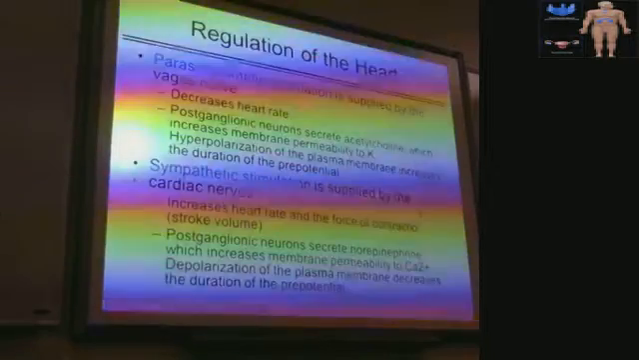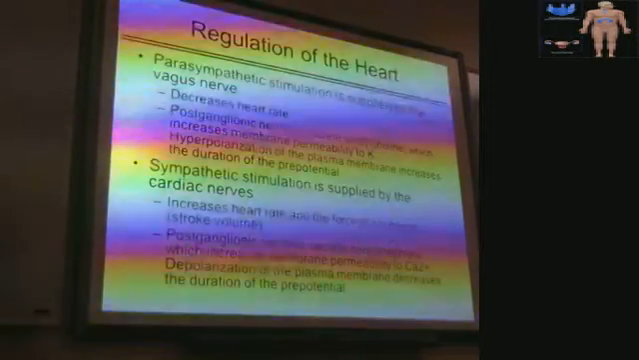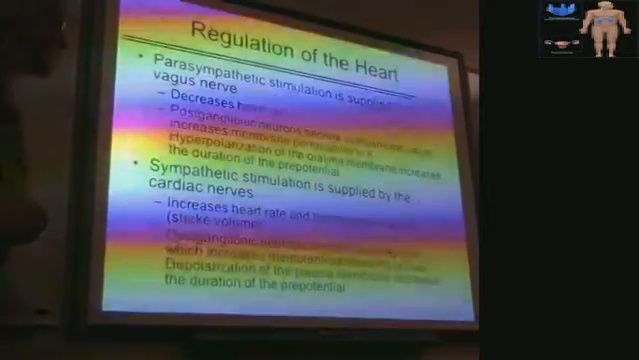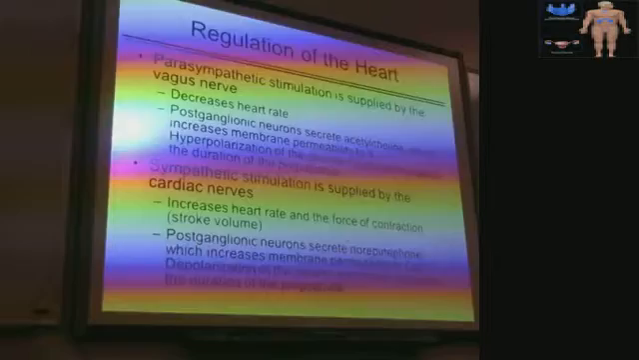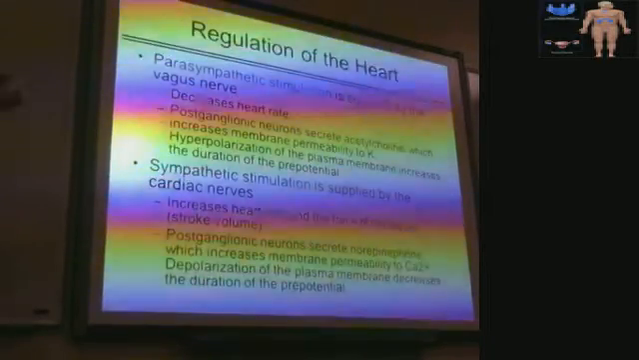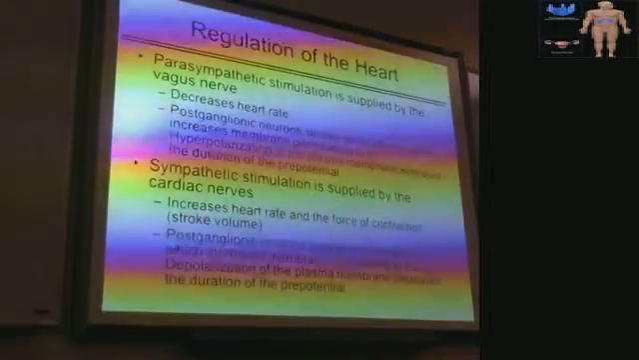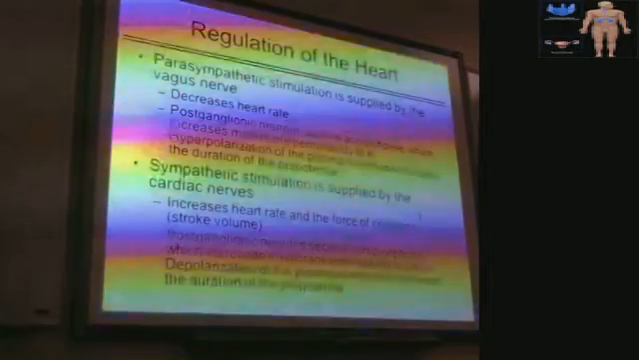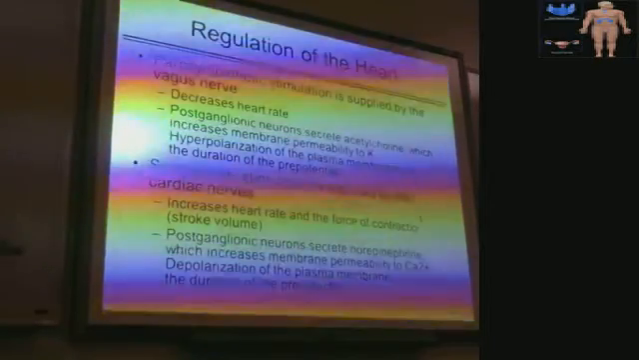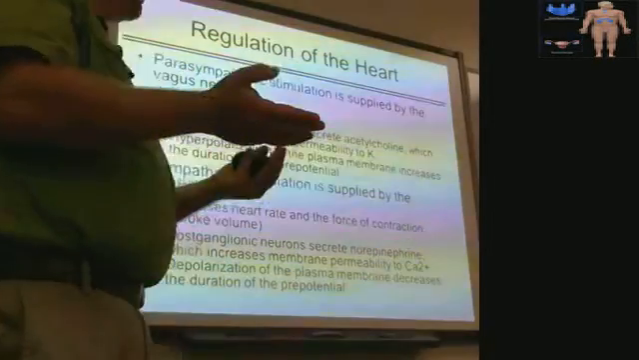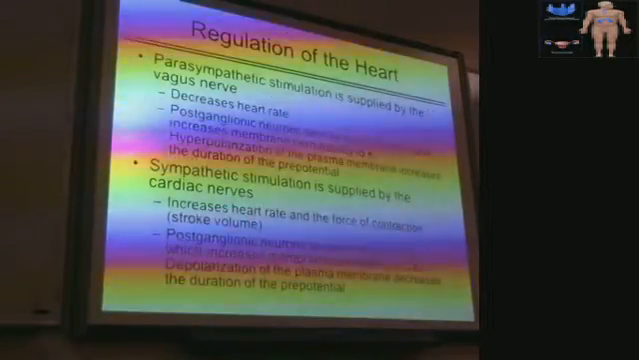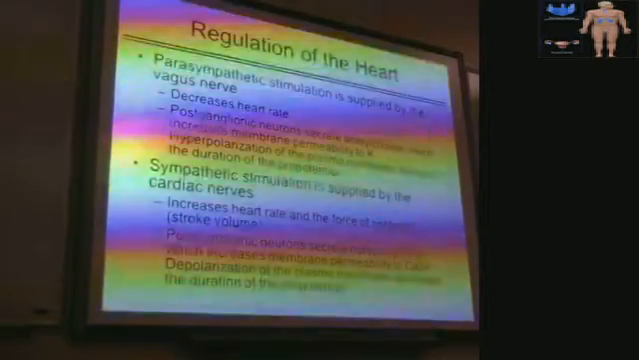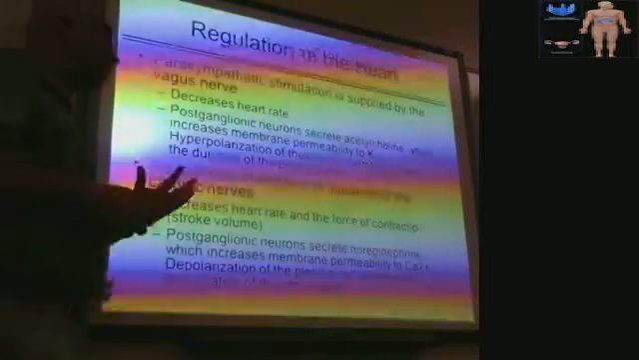Parasympathetic stimulation is supplied by the vagus nerve, and it decreases the heart rate. Here we're looking at acetylcholine. Acetylcholine is going to cause a decrease in the heart rate and increase the membrane permeability to potassium. Remember, potassium is what's pumping out every time. If it's coming in, it's going to slow down the heart. Hyperpolarization of the plasma membrane increases during the prepotential. Prepotential potassium has to come in in order to get pumped out during a heartbeat.